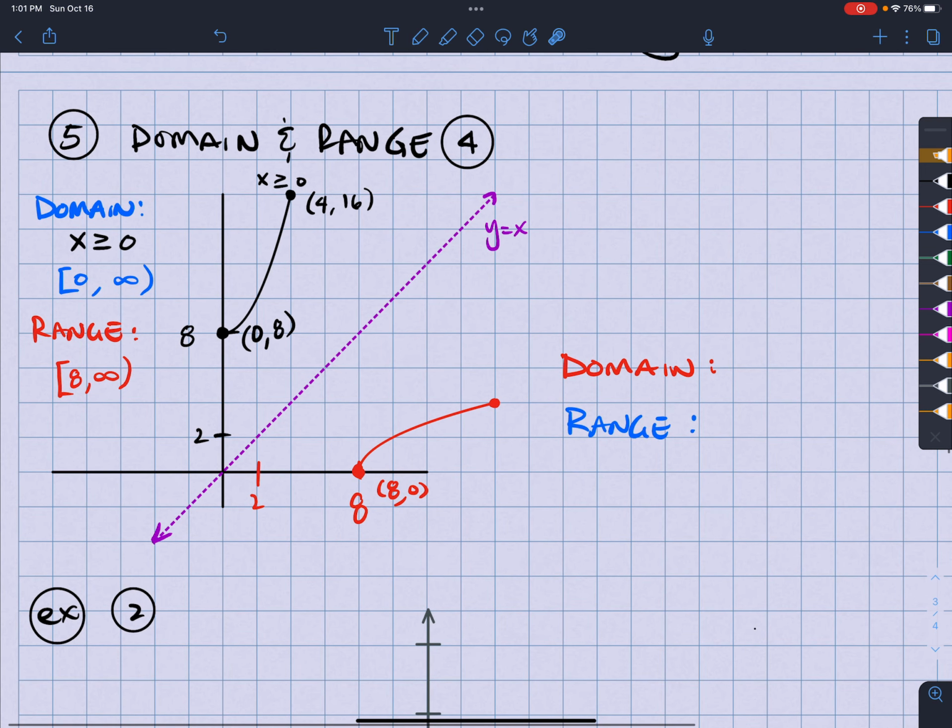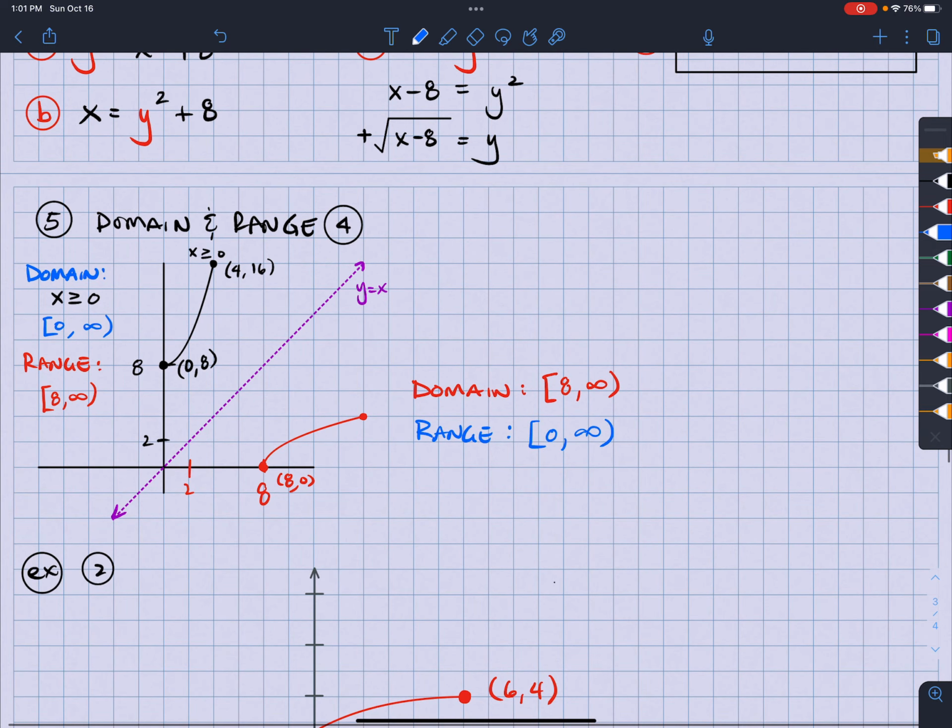Now, to finish this problem, this tells me the domain is this. Now, if you look at the domain of this, which is all the x values, notice where it starts. It starts at 8 and goes to infinity. So if you look at this, the domain is the range of the original. Notice that? And guess what the range is going to be? The range is now going to be the domain of the original. And there you go.